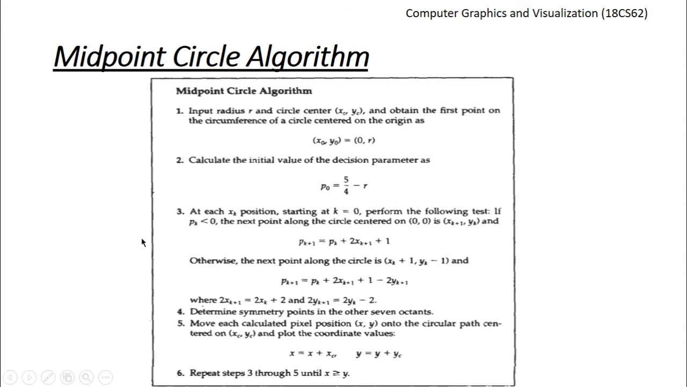The last step is we need to repeat steps from 3 to 5 until the value of x is greater than or equal to y. So that is the midpoint circle algorithm steps. A very important algorithm. So we have 6 steps that form the midpoint circle algorithm.